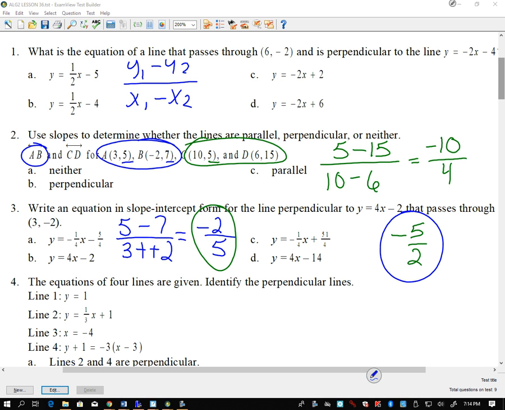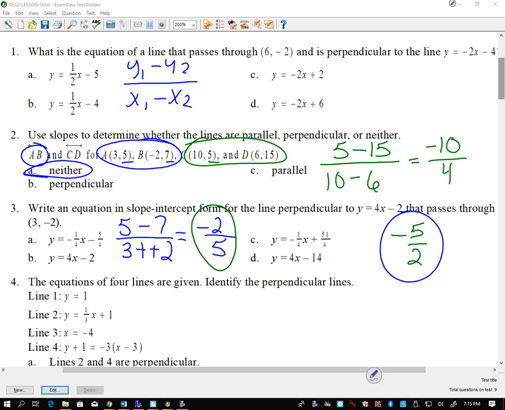Are these parallel? No, they're not the same slope. Are they perpendicular? A lot of people would say yes, because they see that they're reciprocal. The problem is that they're both negative. So they are not opposite reciprocals. Therefore, they're not parallel. They're not perpendicular. They are neither.